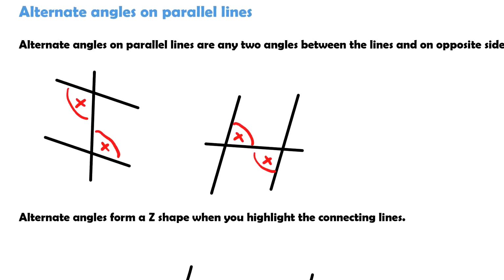In this video, we're looking at alternate angles on parallel lines. So these are two angles between the lines and are opposite each other. Like corresponding angles, there is a trick to identify alternate angles. Remember, corresponding makes an F shape. Alternate angles form a Z shape when you highlight these connecting lines.